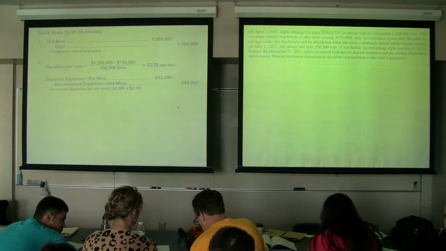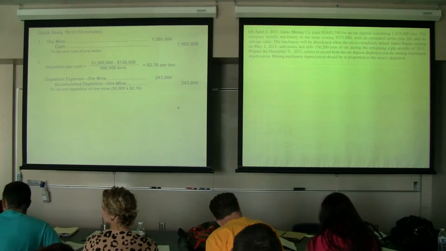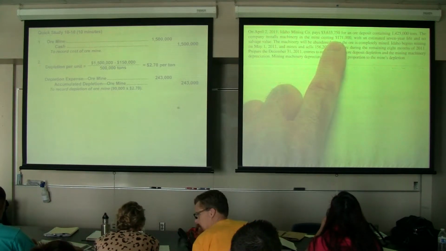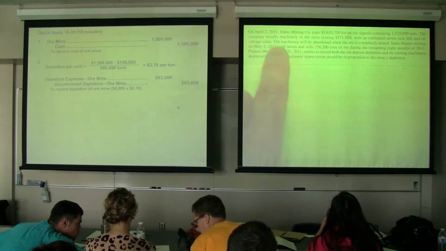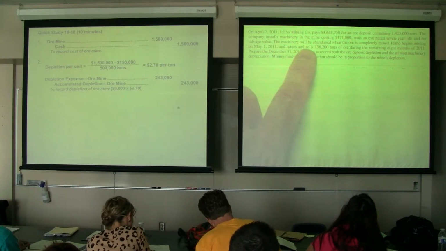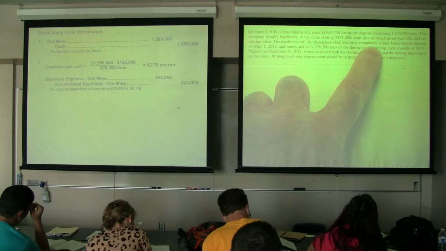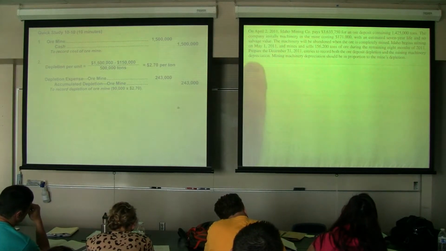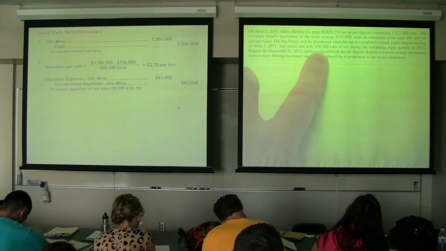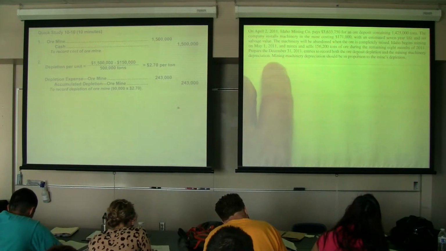So in this case, on April 2nd, 2011, Idaho Mining Company pays $3,633,750 for an ore deposit containing 1,425,000 tons. The company installs machinery in the mine costing $171,000 with an estimated 7-year life and no salvage value. The machinery will be abandoned when the ore is completely mined out. So in that case, it's on the same basis as the mine. Idaho begins mining on May 1st, 2011, and mines and sells 156,200 tons of ore during the remaining 8 months of 2011. Prepare entries at December 31st, 2011, for both the ore deposit depletion and the machinery depreciation.